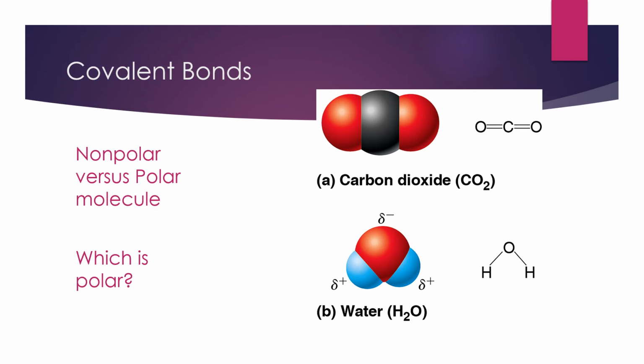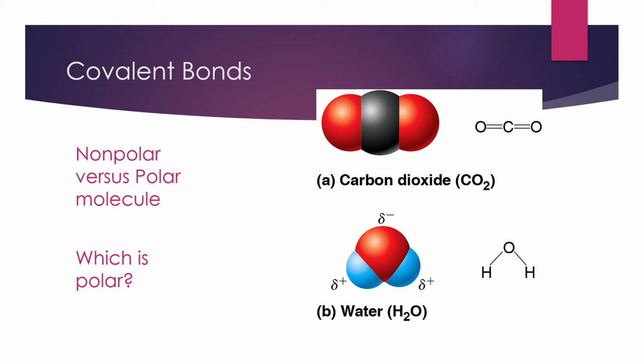Talking more about covalent bonds, we have nonpolar versus polar molecules. So just looking at these pictures, see if you can figure out which one is considered a polar molecule. Carbon dioxide is formed when the carbon atom shares its 4 valence electrons with 2 oxygen atoms. So the carbon is the gray atom in the middle, and the 2 red ones on the side are the oxygen atoms.